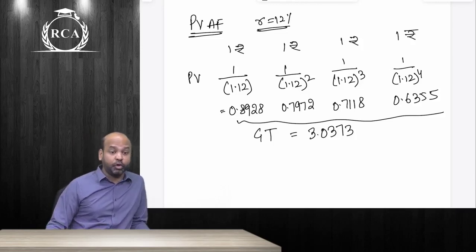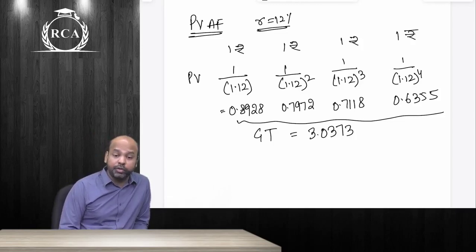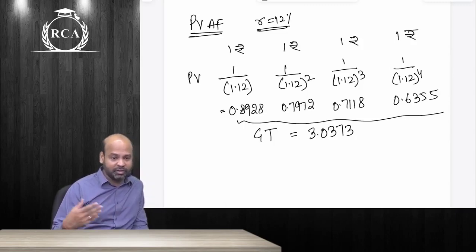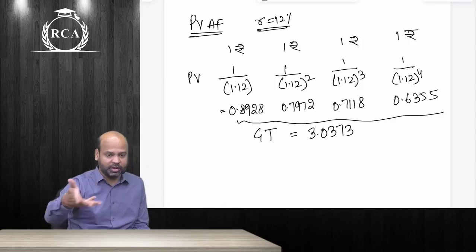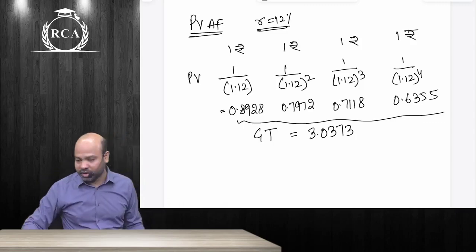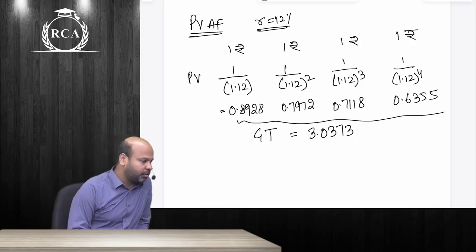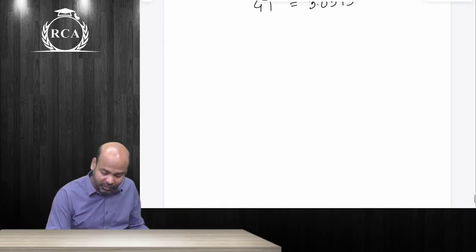So basically, if you deposit 3.0373 today, you will be able to withdraw 1 rupee at the end of every year for the next 4 years. After that, the balance will reduce to 0. You will not have anything left in your account. If you want to withdraw for more years, deposit more. Are we clear? How does the calculation work?